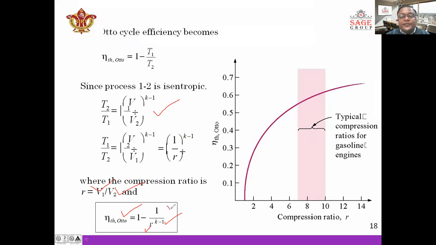It is represented by this formula, and this is the graph showing how much the compression ratio can be increased for increasing the thermal efficiency. It is not necessary that as you keep increasing the compression ratio, the thermal efficiency will keep increasing. There is a saturation point where the compression ratio reaches a limit and the thermal efficiency does not increase much more, because of the metal point of view. Efficiency will not increase further, and that is why the compression ratio in the Otto cycle, or the petrol engine cycle, is limited to 6 to 10.